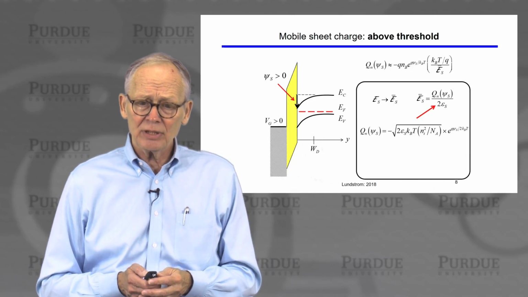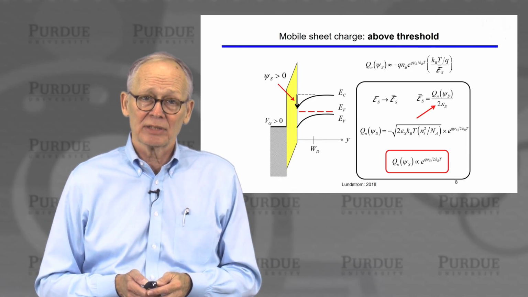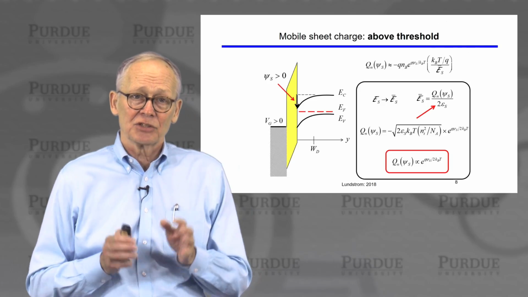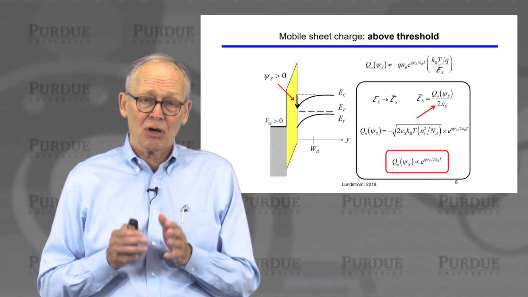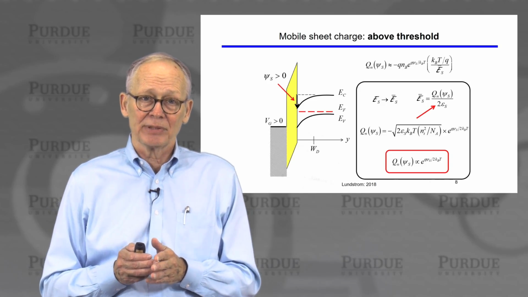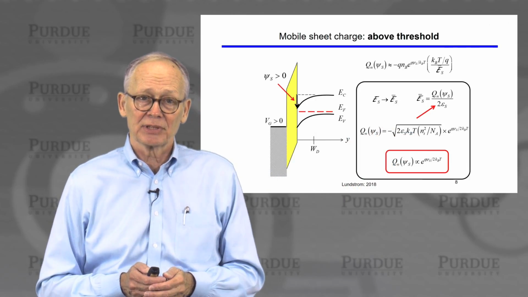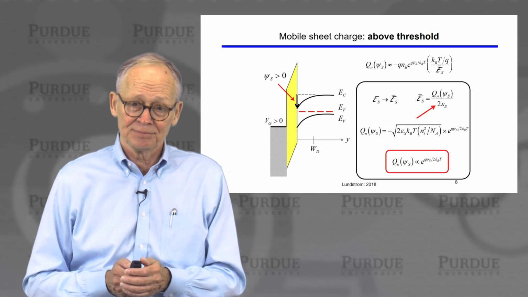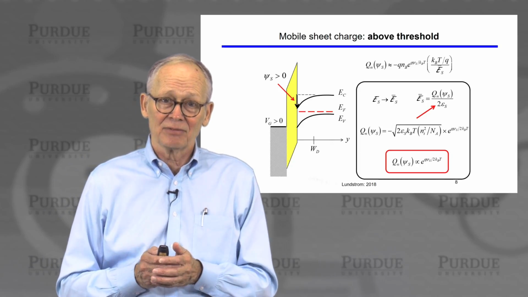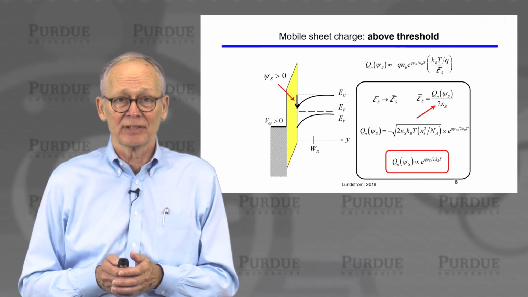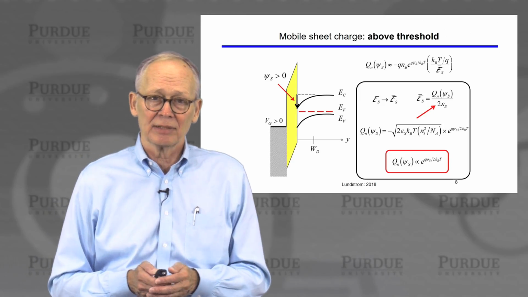If you look at that expression, the main thing you want to take away is that the charge above threshold also varies exponentially with surface potential, but now it's with Q times surface potential over 2 kT. And that 2 came in from the fact that the electric field is varying so rapidly as we go through the inversion layer.